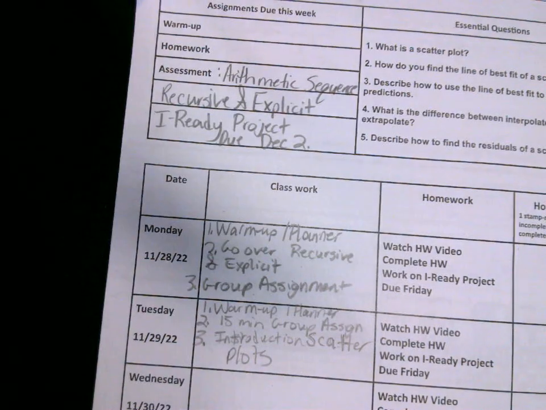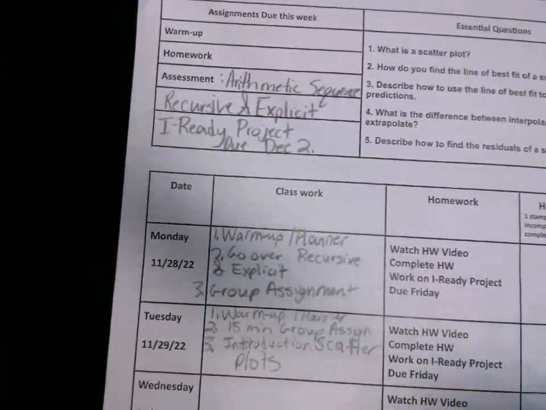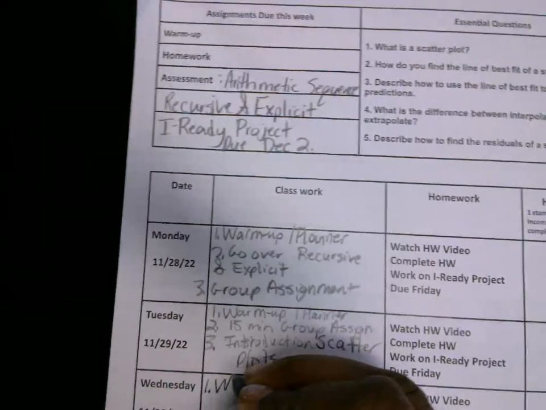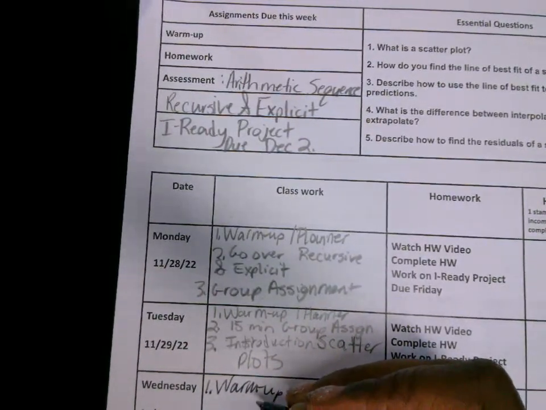All right, class. So today is November the 30th. The agenda is on the sideboard. I'm going to abbreviate. I'm going to go through the warm up because we have questions about it. So I need to make sure that I go over the warm up. Please, if you're talking, don't.